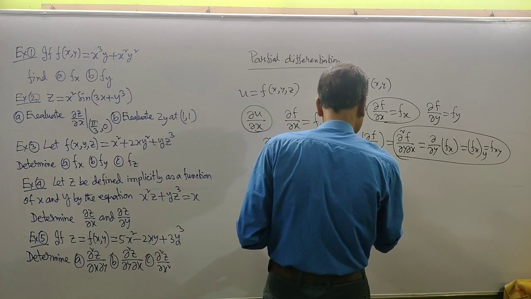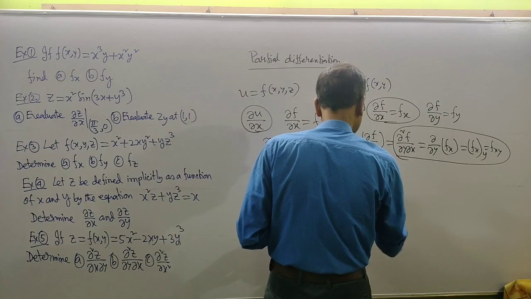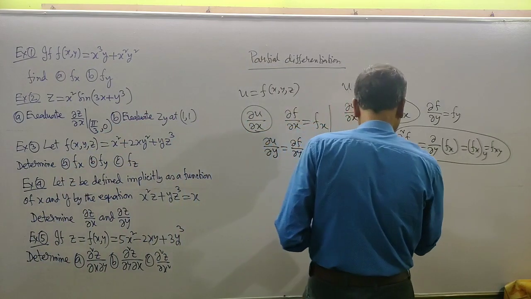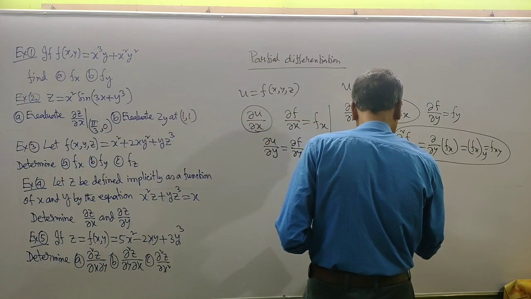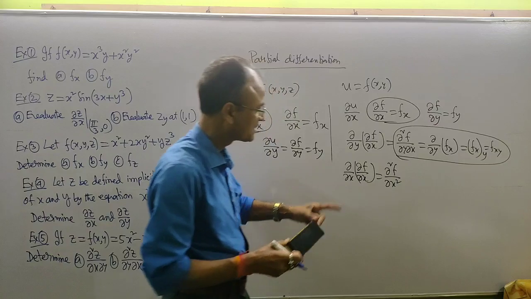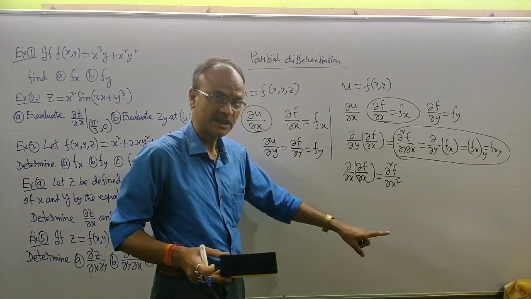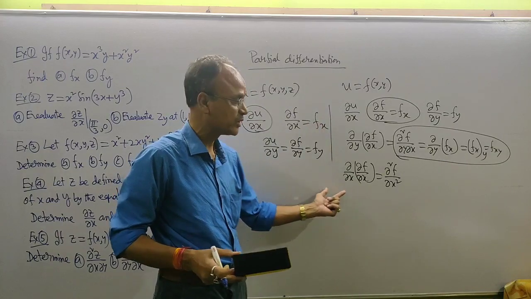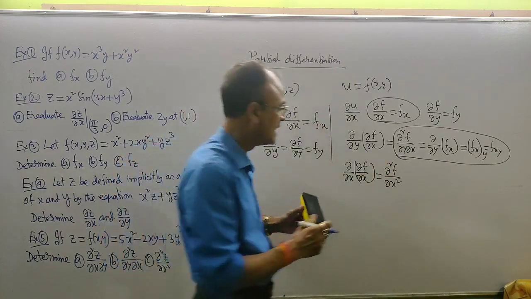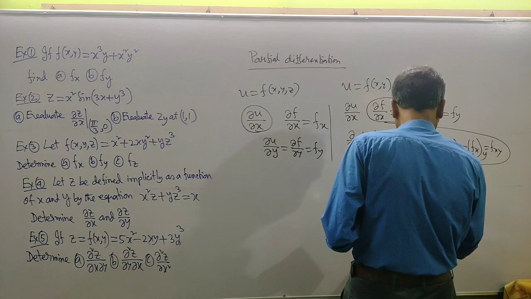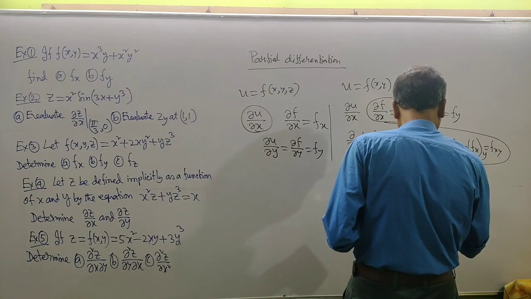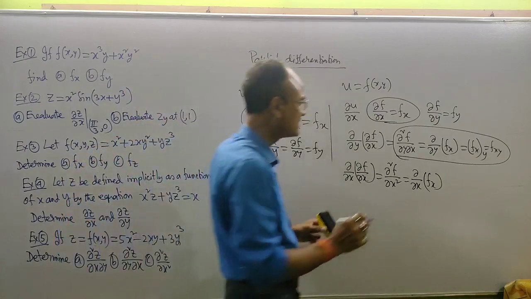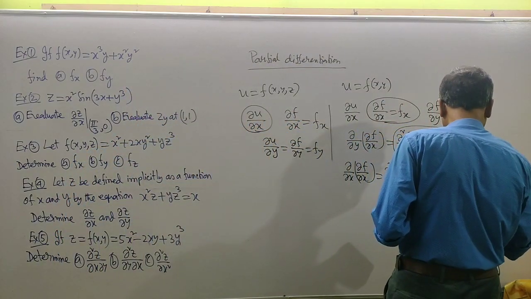Similarly, if you differentiate del f by del x again with respect to x, we will write it as the second derivative partially. First differentiate partially with respect to x, then again differentiate partially with respect to x, then it will be denoted by this. Or you may write it as del x of fx. Actually, you are differentiating fx with respect to x, and it is also denoted by f of xx.